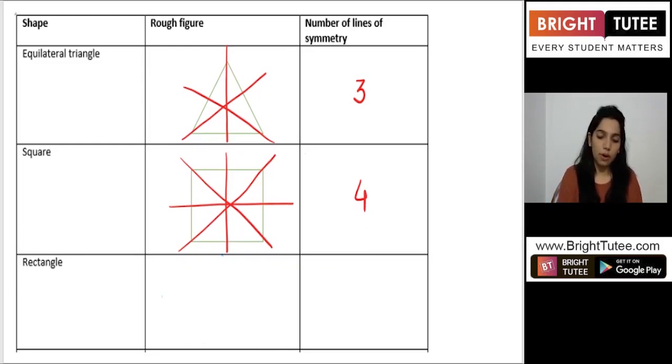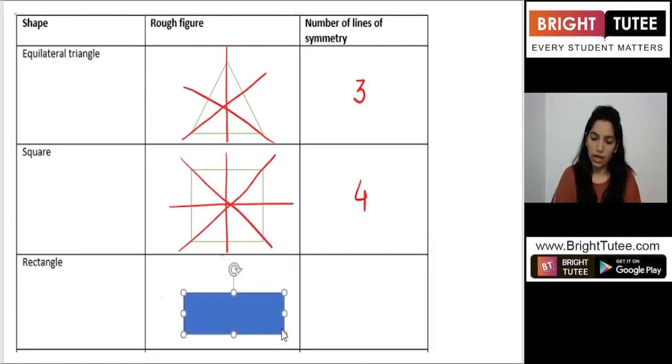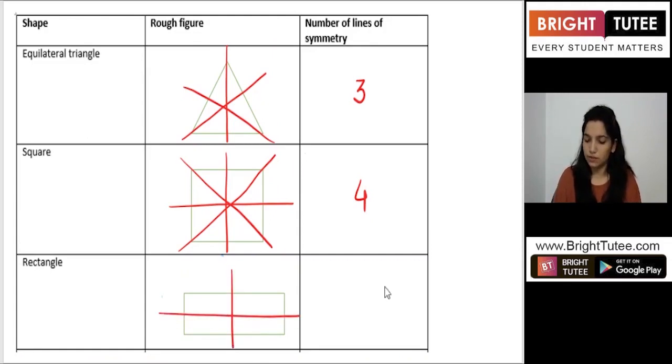Now let us talk about a rectangle. And I'm sure you remember from your previous slides how we learned about a rectangle. We can draw a total of 1 and 2 lines of symmetry for a rectangle.